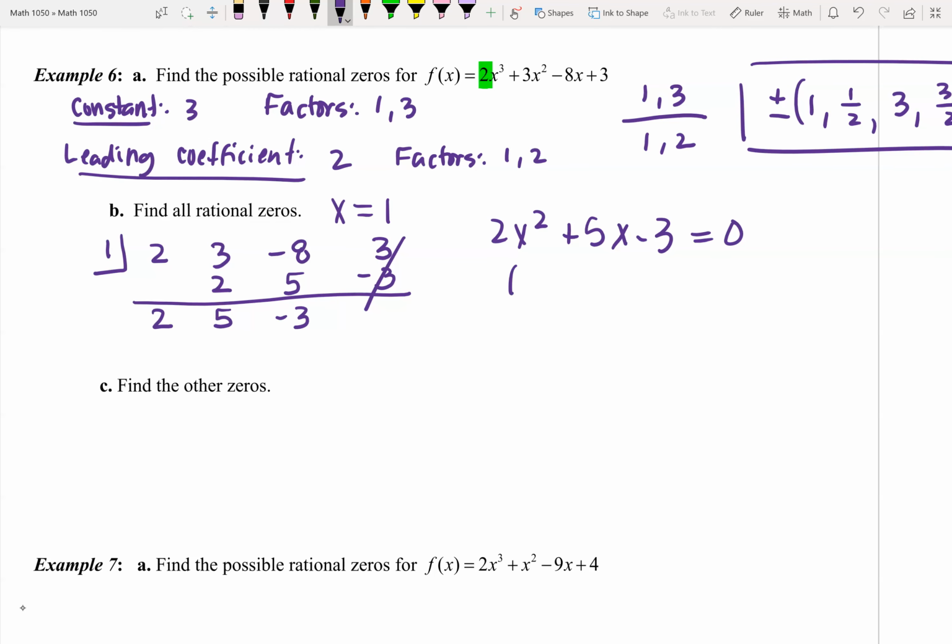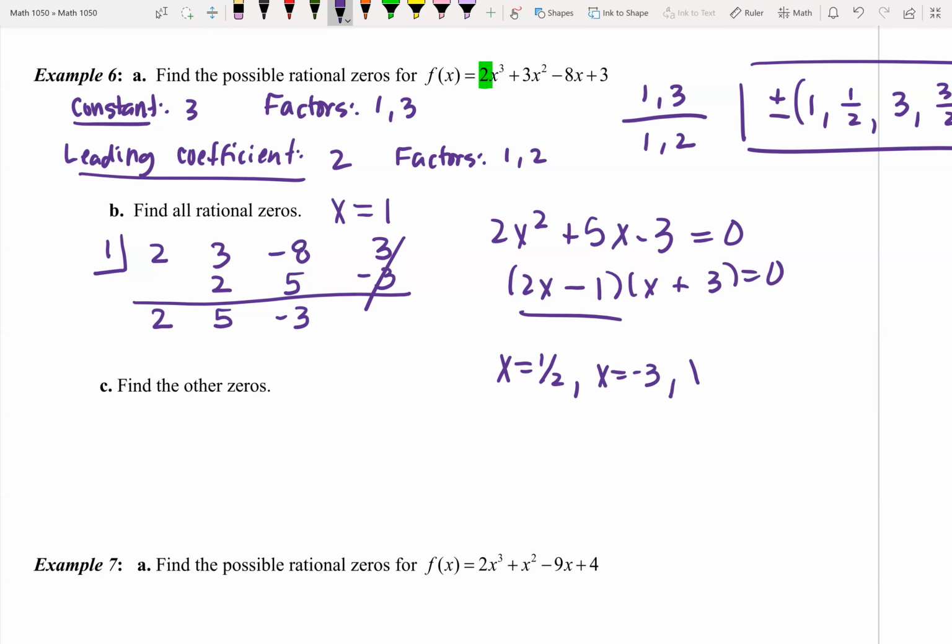So the 2x to the second is going to go to a 2x and a plain x. The 3 is going to go to a 3 and a 1 like that, because that gives me 6 and 1, which subtracts to give me 5. So that's it. The biggest is the positive, so the positive goes here, and the negative goes there. Set that equal to 0, you get x equals 1/2. Set that equal to 0, you get x equals -3.